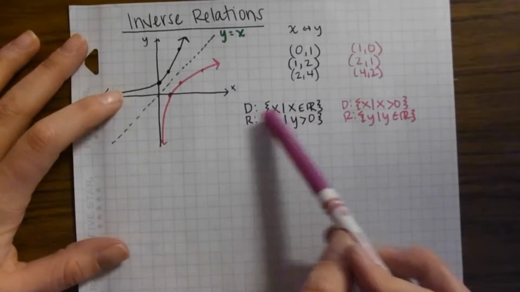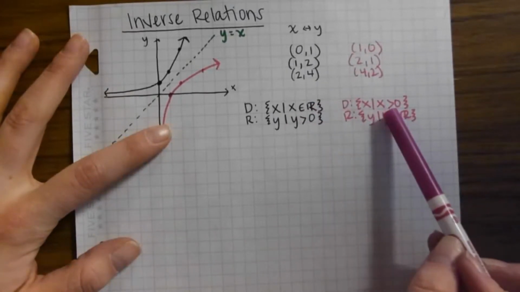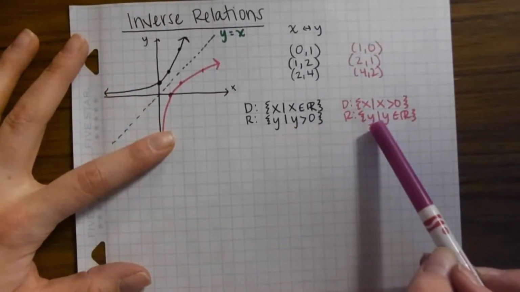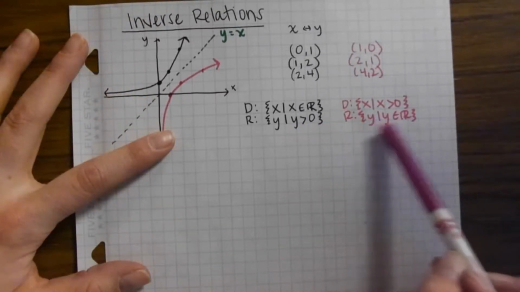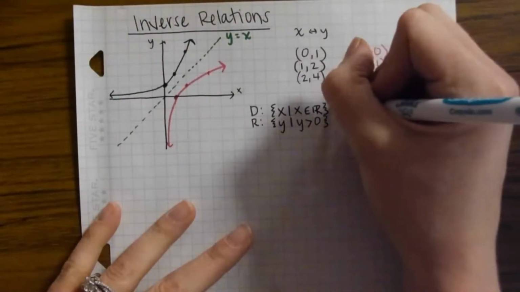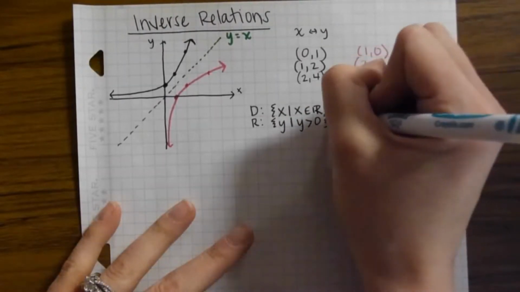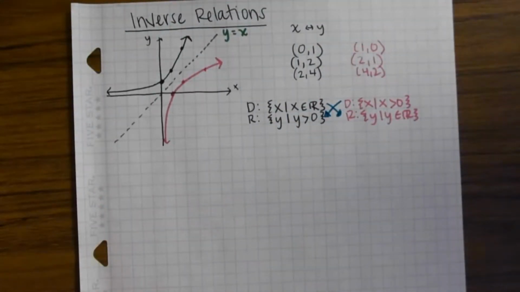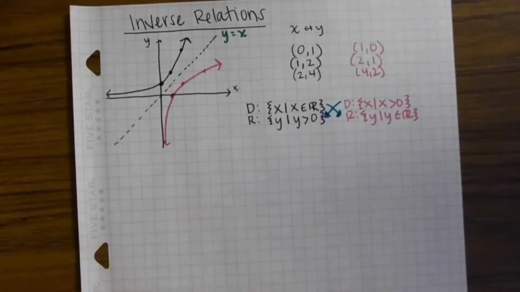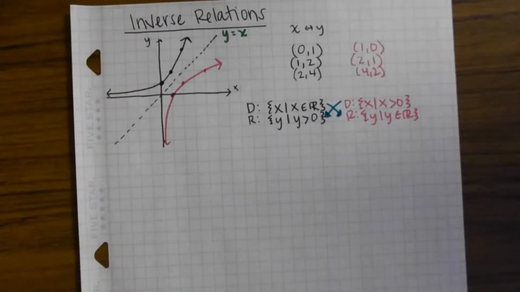Let's compare our domains and ranges. Domain of the original is all real numbers. Domain of the inverse is x is greater than 0. Range of the original is y is greater than 0. Range of our inverse is y is an element of all real numbers. Huh! I see a relationship here. These switched places. And that makes sense because we switch places for our ordered pairs. So that's how you could graph an inverse relation.